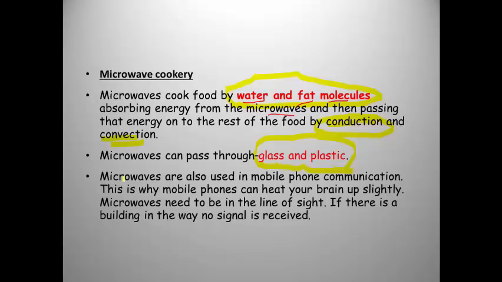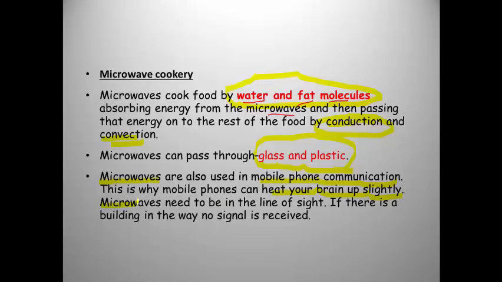Okay, another thing you need to know about microwaves: we talked about infrared waves being used in remote controls. Well, another communication use of microwaves is in mobile phone communications, which is why mobile phones heat up your brain just a little bit. I've done a lot of research into it, but the amount that they actually heat up your brain is very, very small. We're talking about maybe 5 joules or something along those lines.